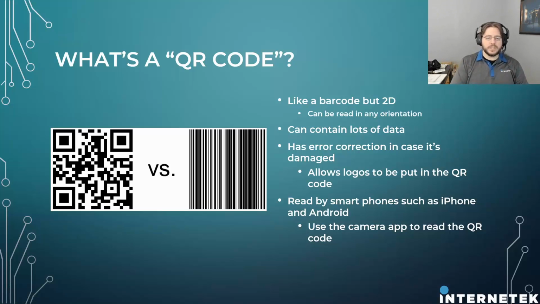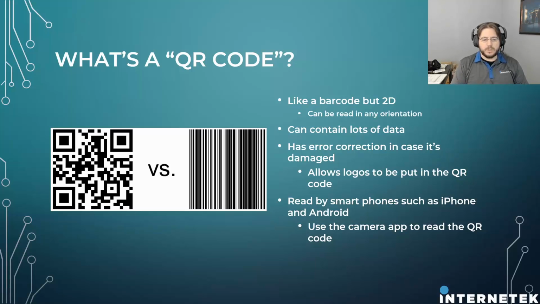These can actually contain a massive amount of data. In alphanumeric, that means letters, numbers, and characters, they contain about 4,000 characters. That's a lot more than you probably need for most things. And if you had that much data, you'd probably put it into a database before you put it into a QR code, but it kind of depends on how you're using it.